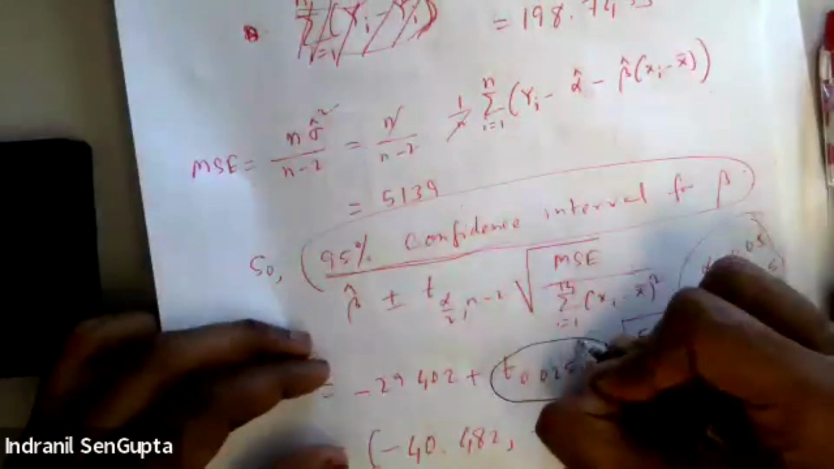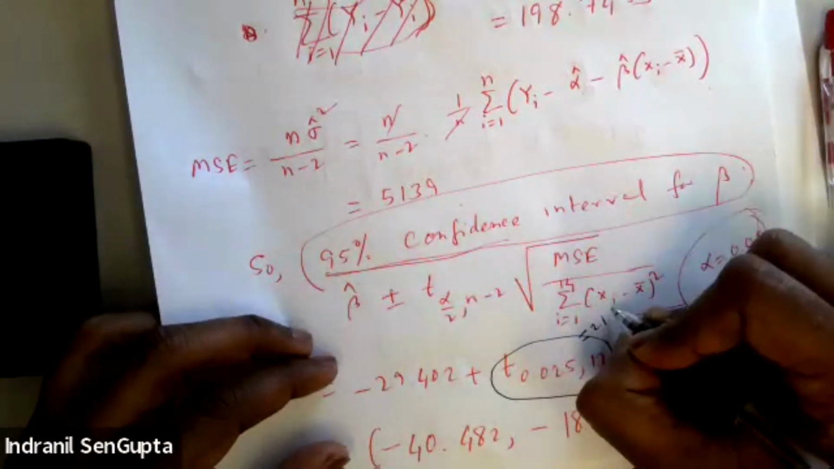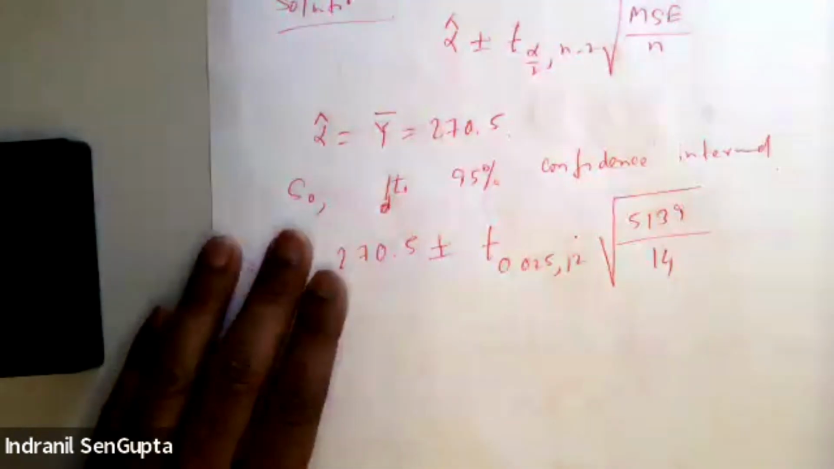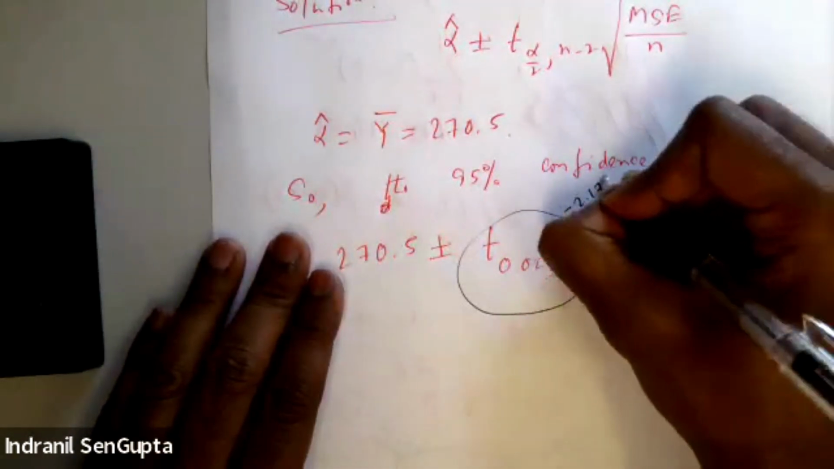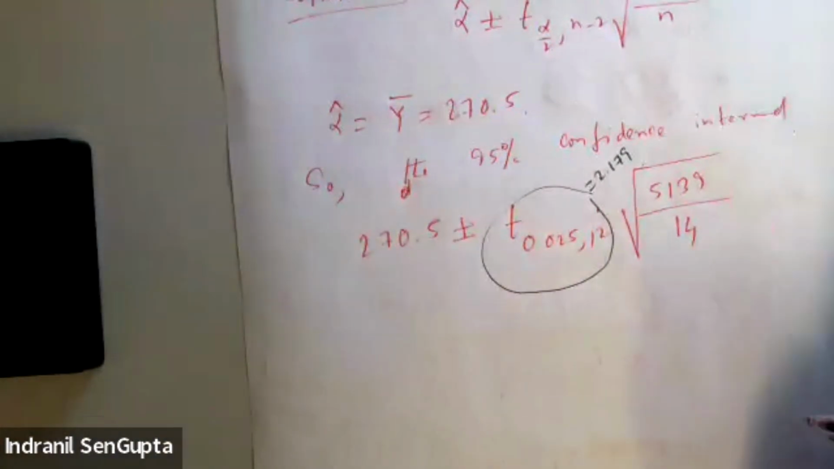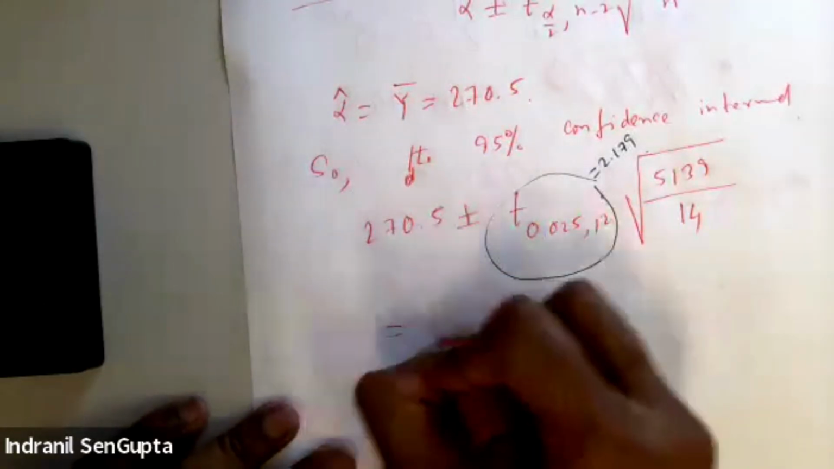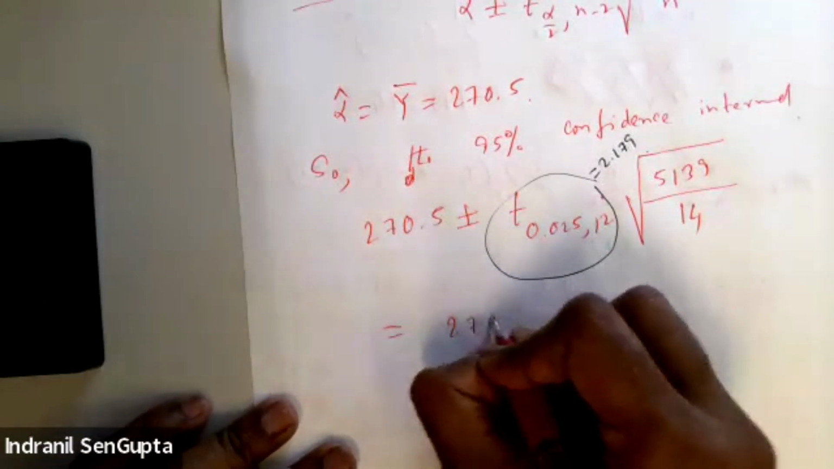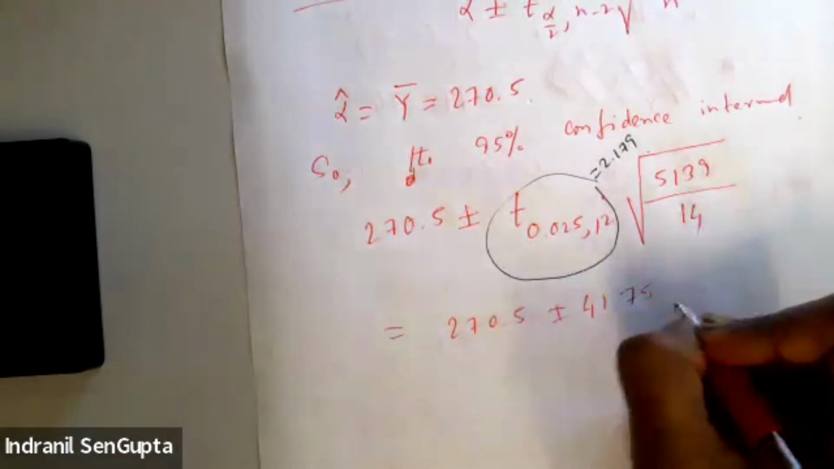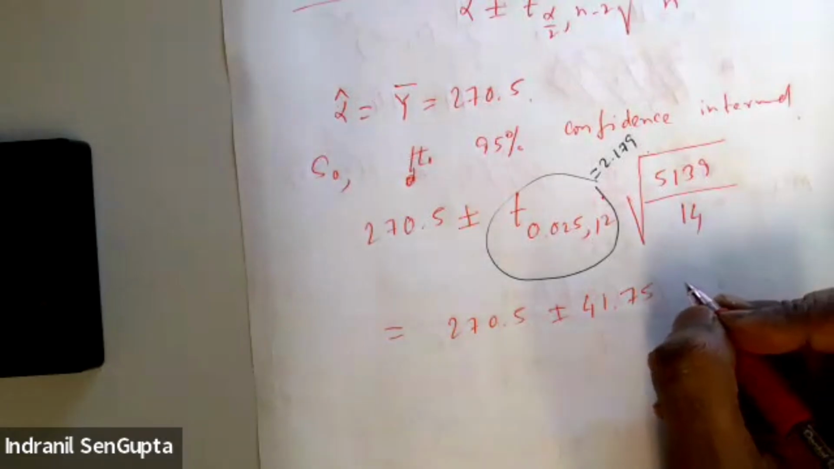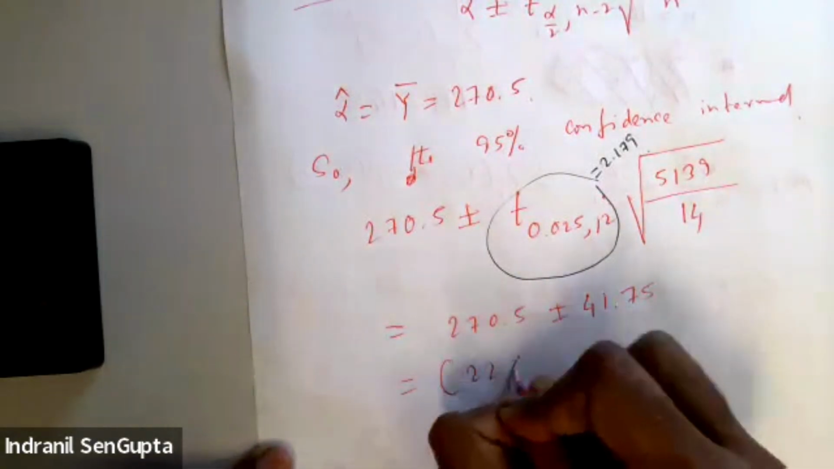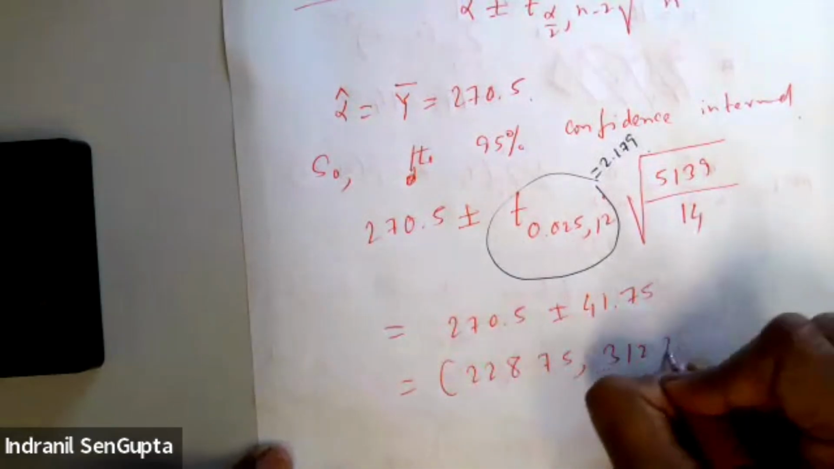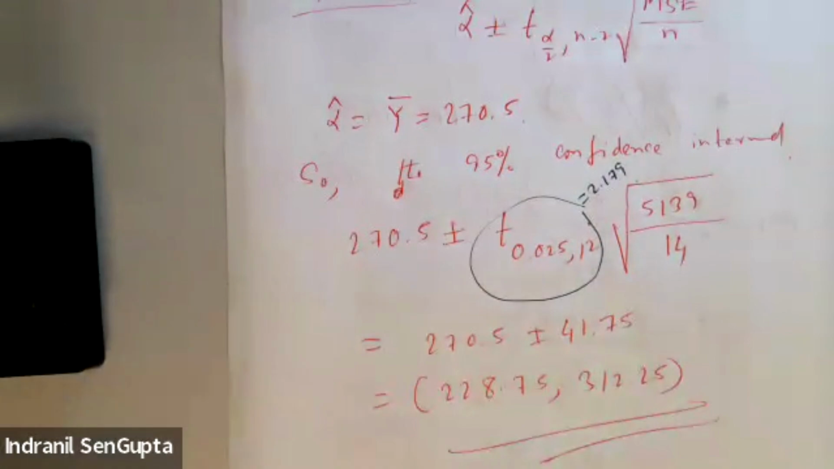By the way, this number I didn't write last time, but it is 2.179. So if you compute this, it is 270.5 plus or minus 41.75. So the interval is 228.75 to 312.25. Okay. So that's the 95% confidence interval for the parameter alpha.